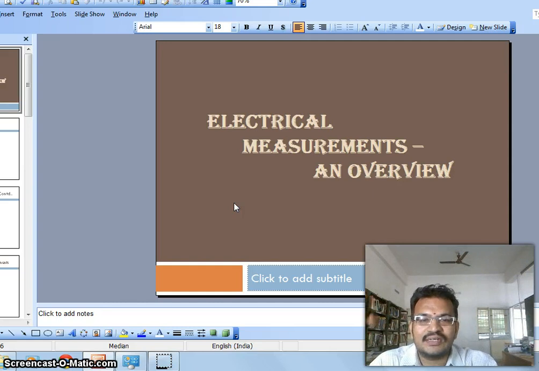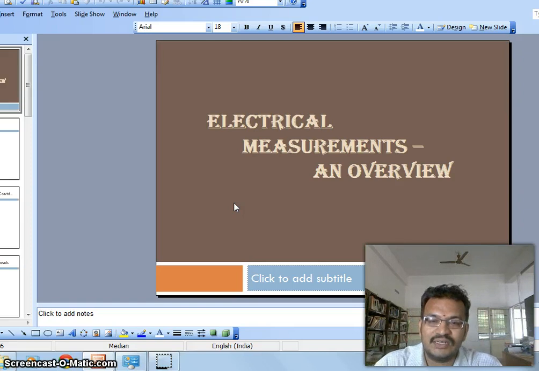Today in this class we are going to discuss the introduction of electrical measurements. First of all, we must know the term measurement. Measurement is the result of comparison between the unknown quantity and a predefined standard. That is the exact definition of measurement. Actually, it will be adopted as a unit.